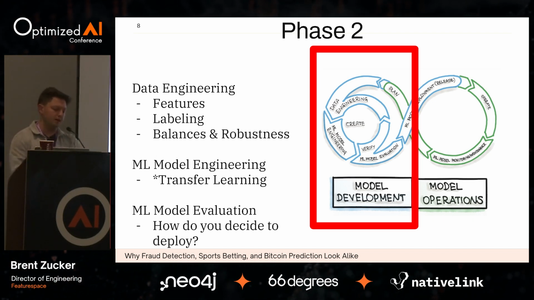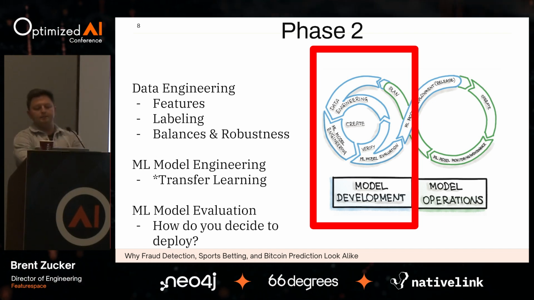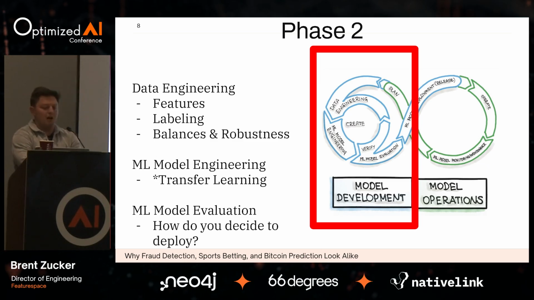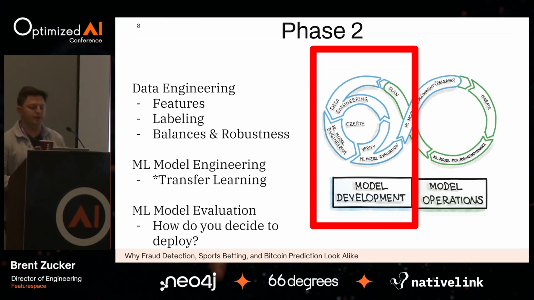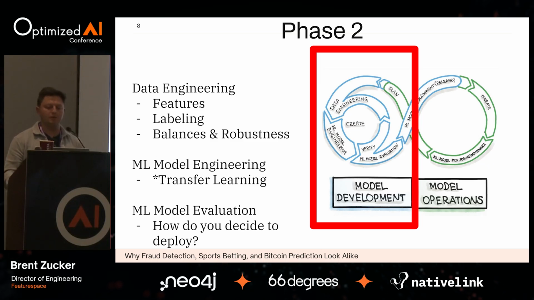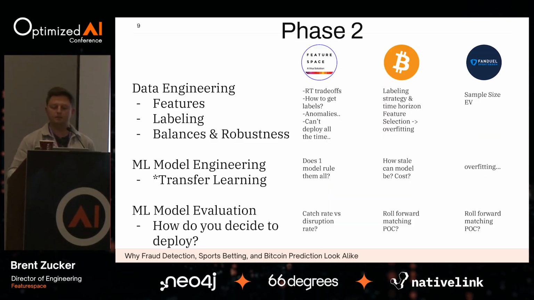Phase two is around model development. And in this section, there's a lot we could talk about. I just wanted to call out a couple key aspects of data engineering, model engineering, and model evaluation, because this is like a 20-minute talk.